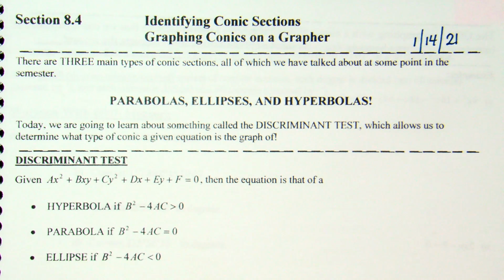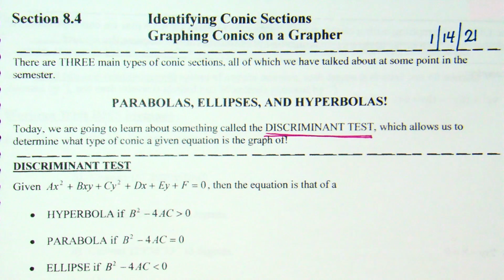Discriminant test. Given the equation ax squared plus bxy plus cy squared plus dx plus f equals 0, the equation is that of a hyperbola if b squared minus 4ac is greater than 0. What does greater than 0 mean? What type of number is greater than 0? Positive. I kind of left that an open-ended question. I didn't tell you exactly what I wanted there. I get it. Not arguing.